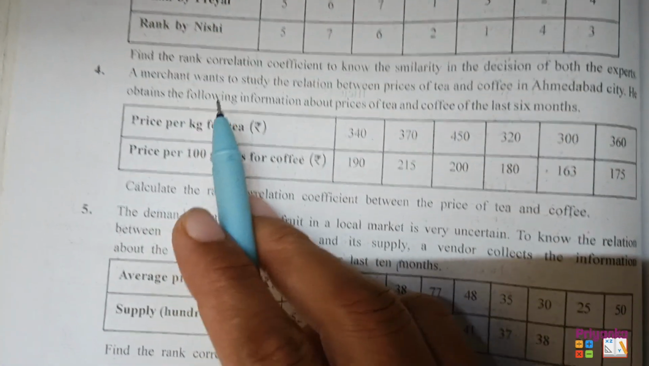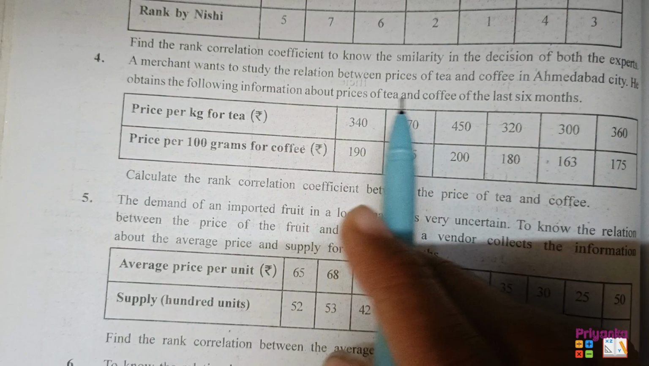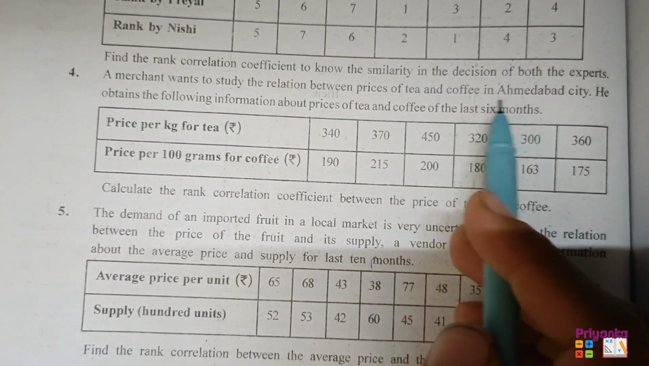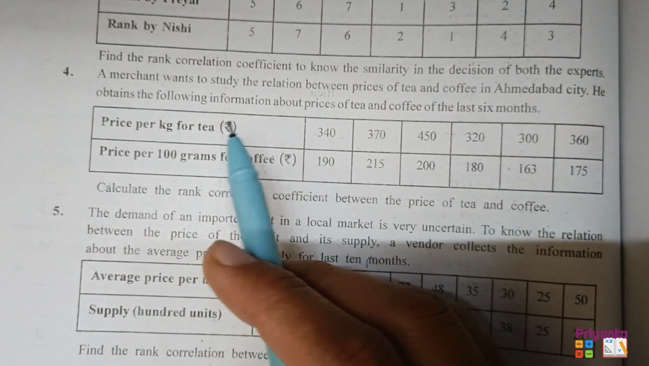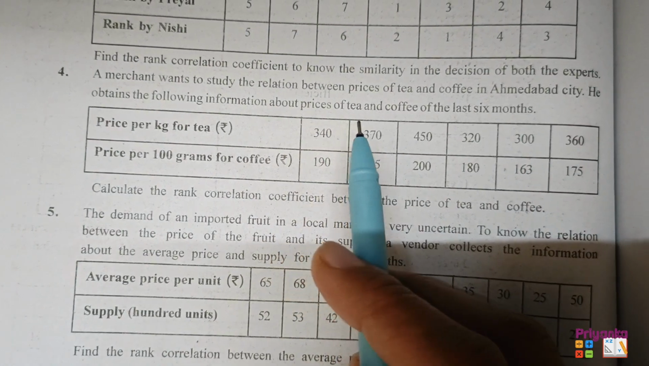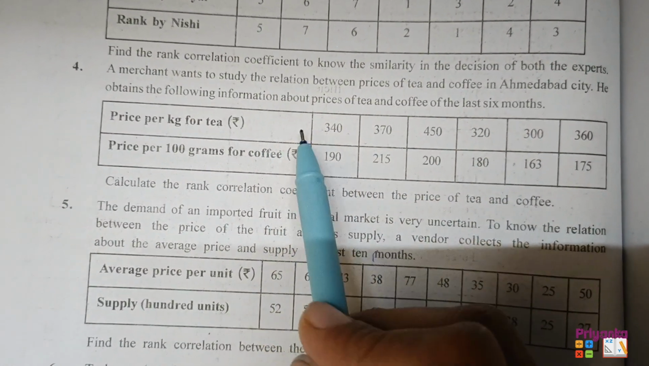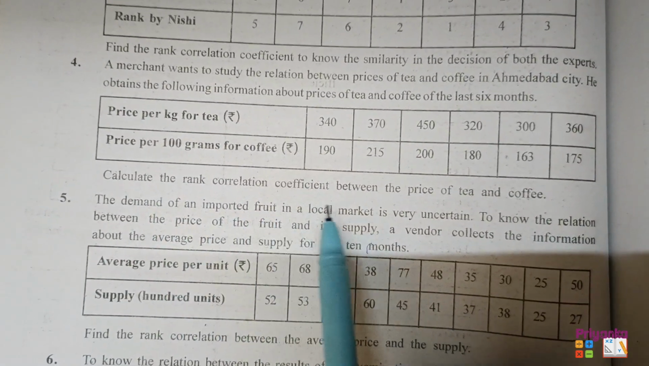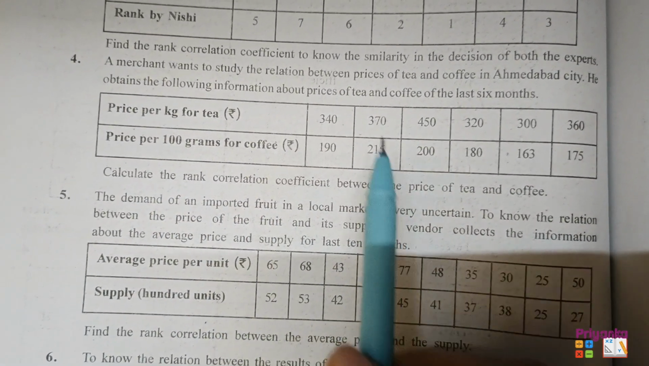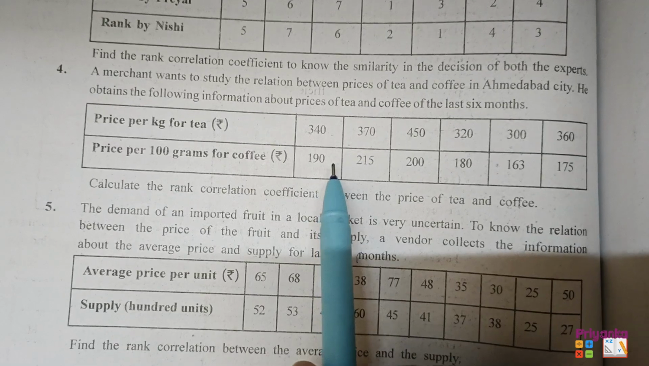Question number 4. A merchant wants to study the relation between the price of tea and coffee in Ahmedabad city. He obtained the following information about the price of tea and coffee of the last 6 months. Here the price of both is given, and they told you to find the rank correlation coefficient. So here we don't have the ranks ready, we just have to find them from this.